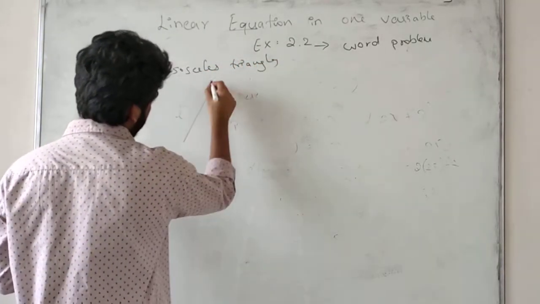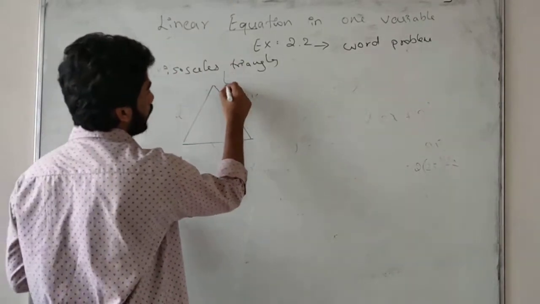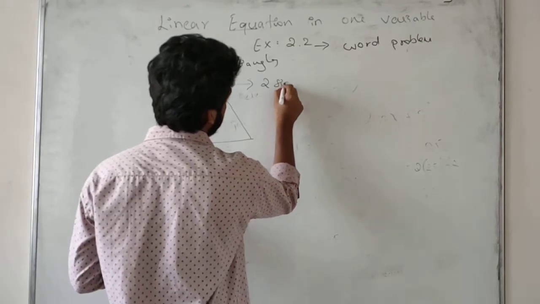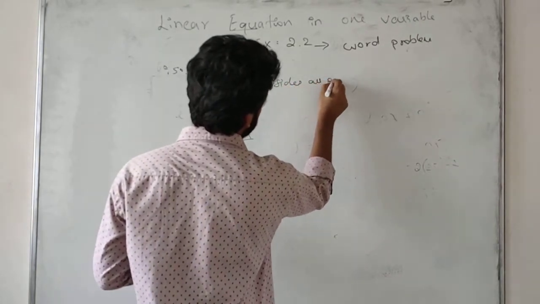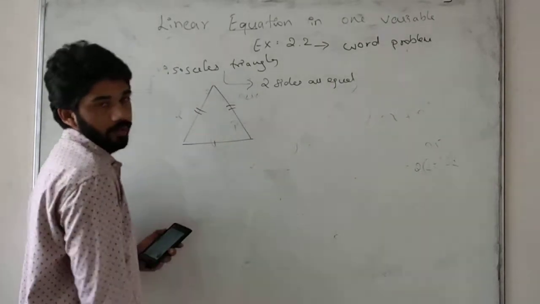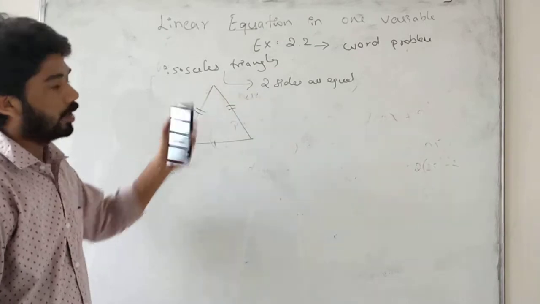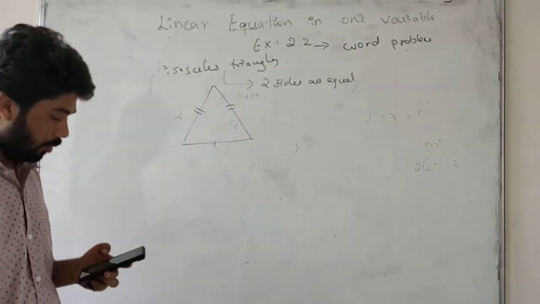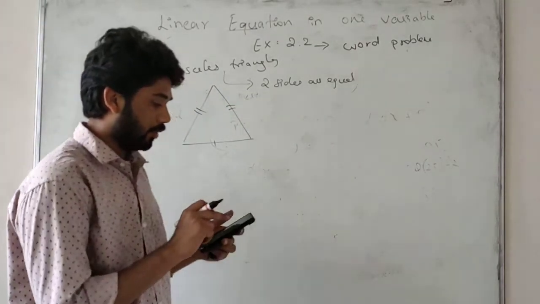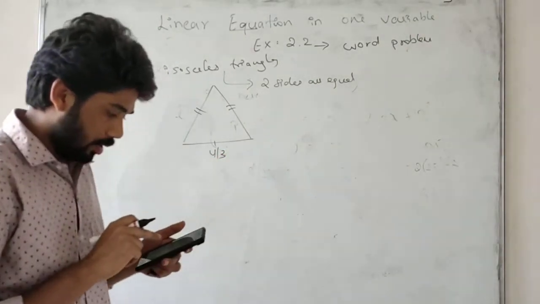What does isosceles triangle mean? In an isosceles triangle, two sides will be equal. Two sides are equal in length. So this side and this side will be equal, and one will be the different side. This kind of triangle is called an isosceles triangle. Okay. Now in this one, the base of the isosceles triangle has been given as 4/3.